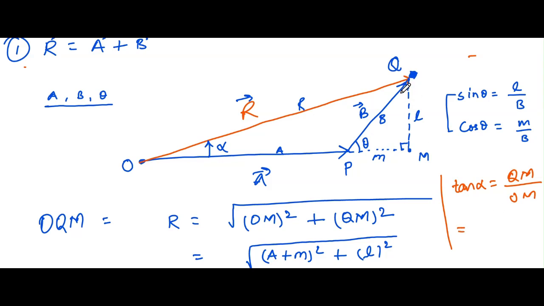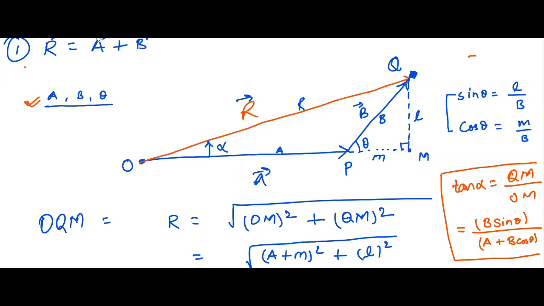So tan alpha is nothing but QM. QM is this length L, and we have found L equals B sine theta. So this will be B sine theta divided by OM. OM is OP, which is A, plus PM, which is B cos theta. As we know B, theta, and A earlier, we can get the value of tan alpha, and from there alpha equals tan inverse of that value. So we can get the direction of the resultant vector R in terms of alpha, the angle the resultant vector makes with the vector A.